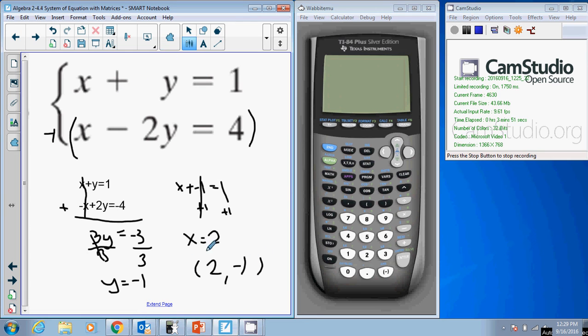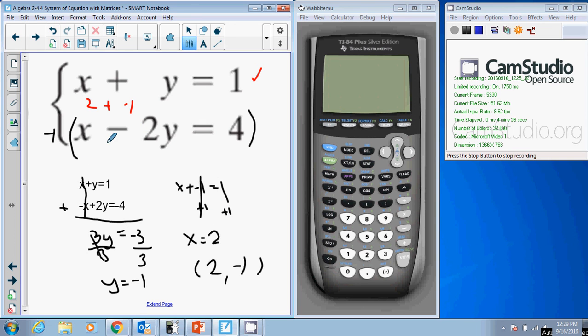Let's go through and check to make sure that we have the right solution. In order to check if it's the right solution, all we're going to do is take this solution and plug it back into both equations. So x we know was 2. We just calculated that. And we know y was -1. 2 plus -1 is 1, which is what it states. So it's true for the first equation. But remember, the ordered pair has to be true for both equations.